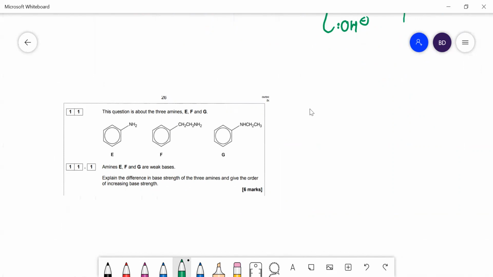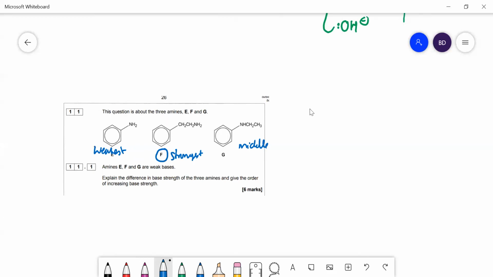This is the last question, I think. Explain the difference in base strength of these amines and give the order. Let's get the order sorted out first of all. This one is going to be the strongest, this one's going to be the weakest, and this one is going to be the middle. So you probably get 1 or 2 marks just for the order, and then we've got to explain it.